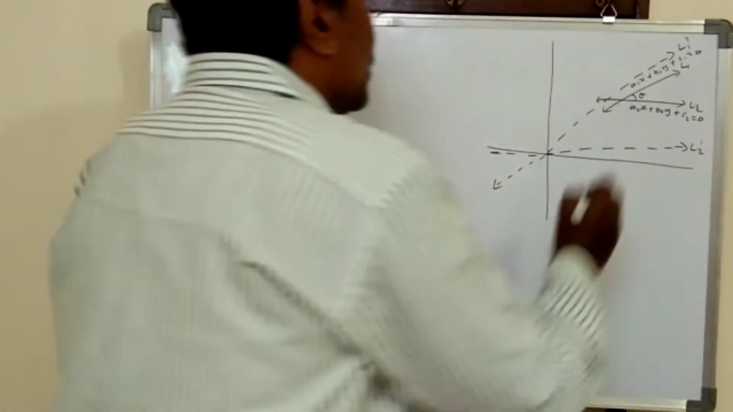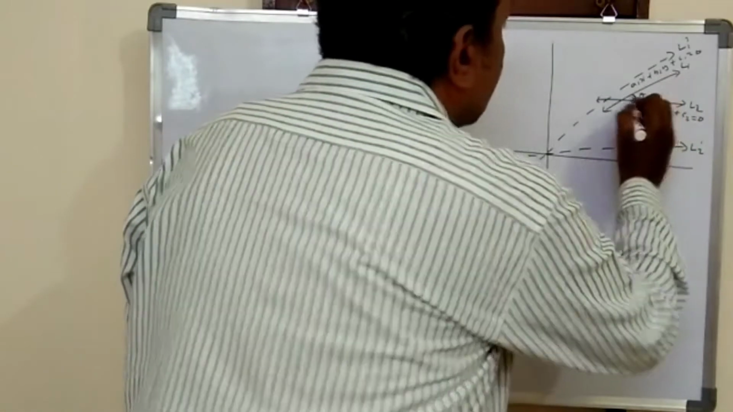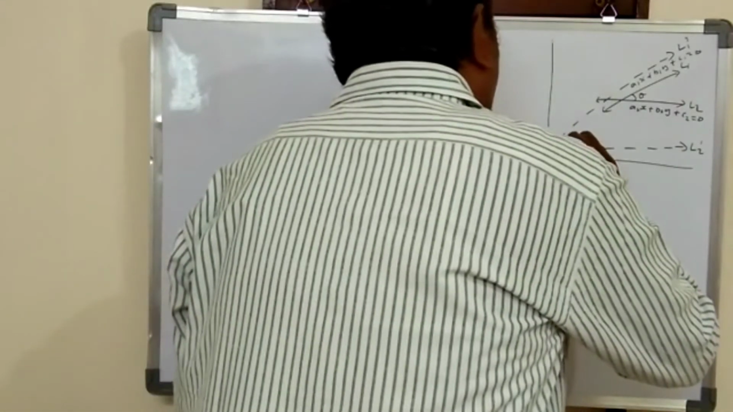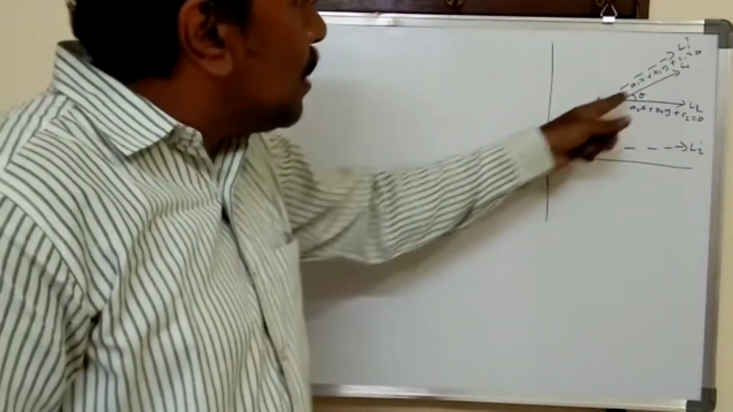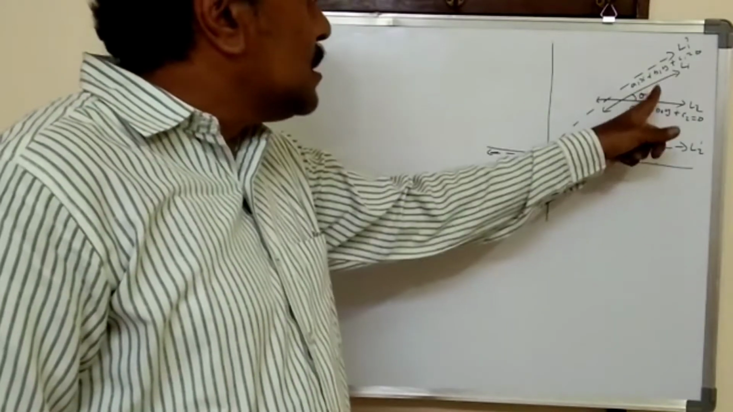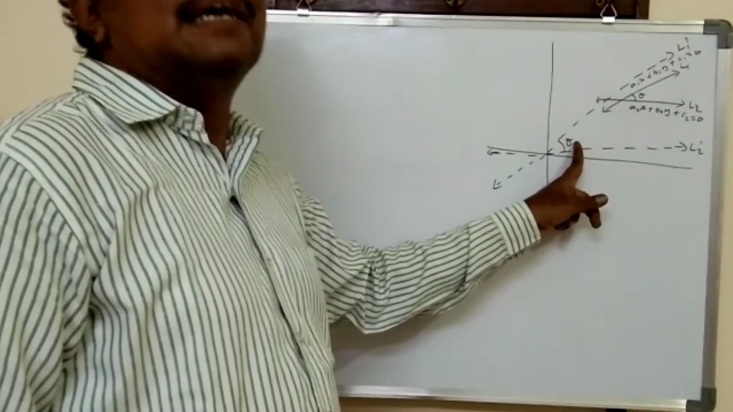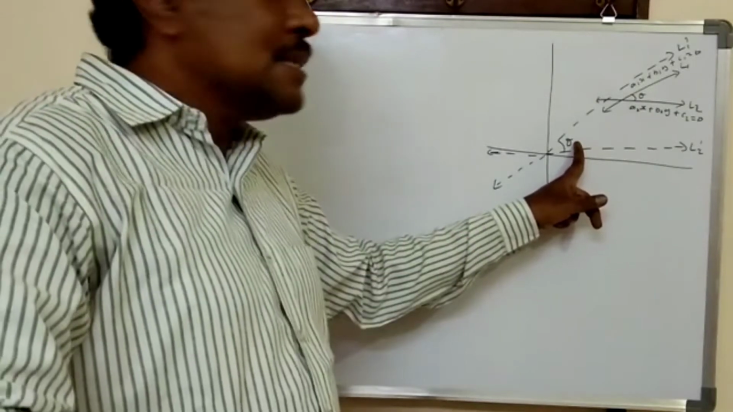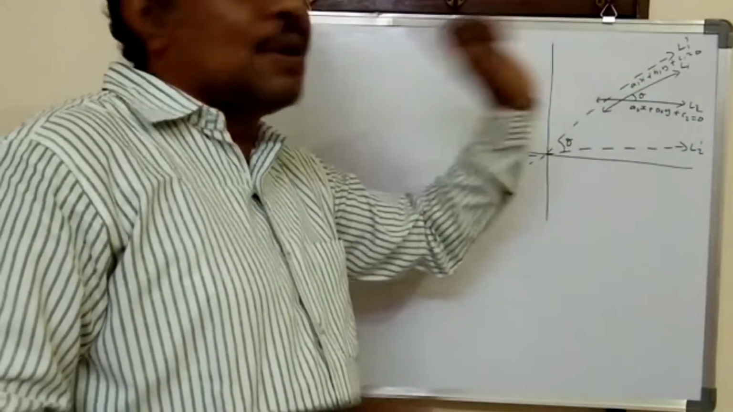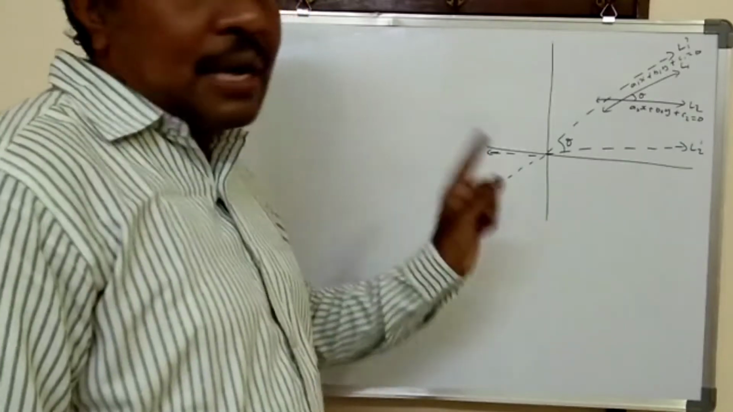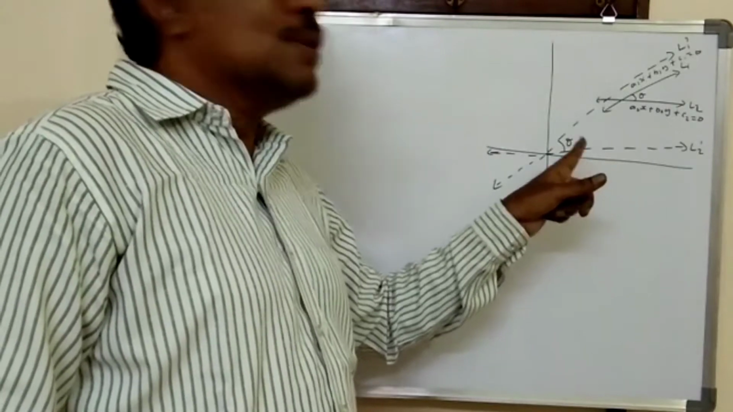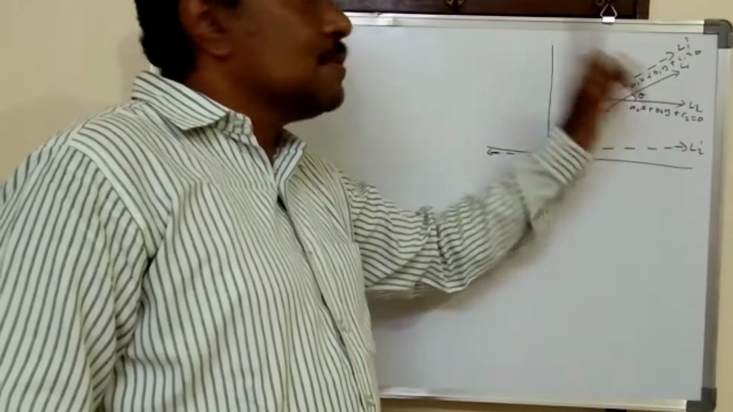If the angle between the two intersecting lines is theta, what about the angle between these two duplicate lines? That is also theta, because these two are similar figures, and similar figures possess the same angle. So our task is to find the angle between these two duplicate lines. If this angle is found, the original angle is found.